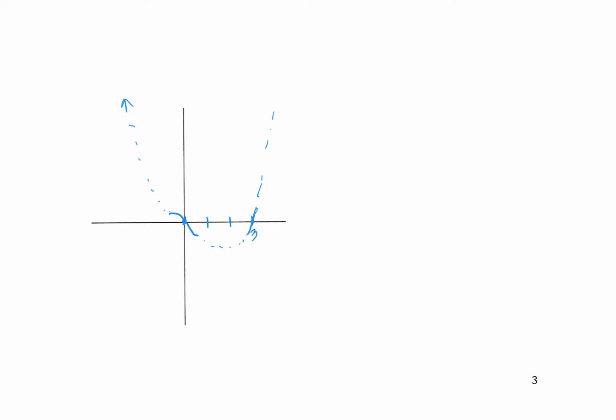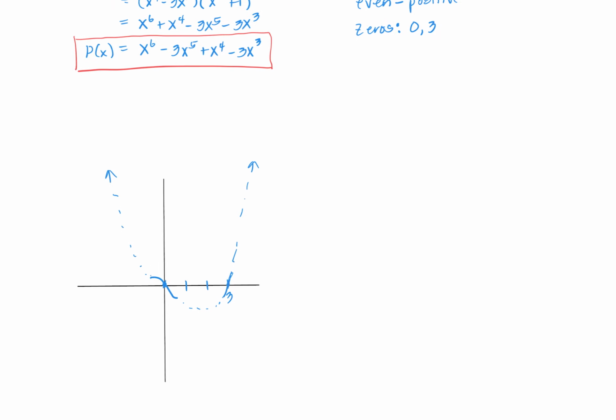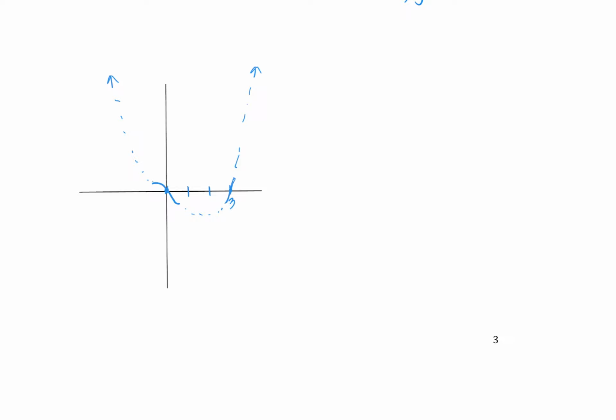But let's go ahead and find some more points just to double check. Additional points, maybe, let's see, we already have x equal to 0, but we haven't tried 1. What if x is equal to 1? Then y is going to be 1 minus 3 plus 1 minus 3, which is negative 4. Okay, so at 1 we have negative 4, 1, 2, 3, 4.